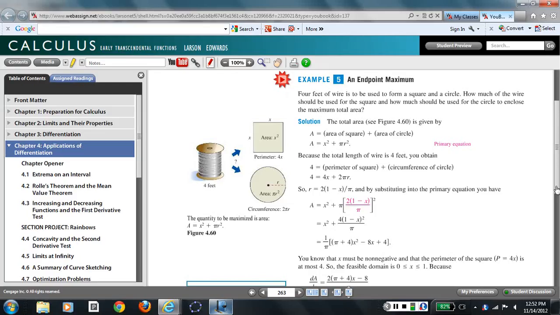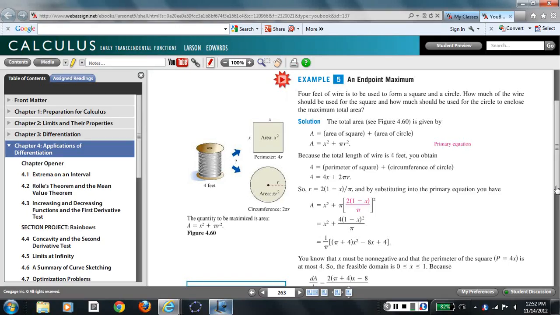4 feet of wire is to be used to form a square and a circle. So basically take the wire and then snip it somewhere in the middle. And out of one piece of wire, form a square. Out of the other piece of wire, form a circle. What do we want to happen? We would like to enclose a maximum total area.